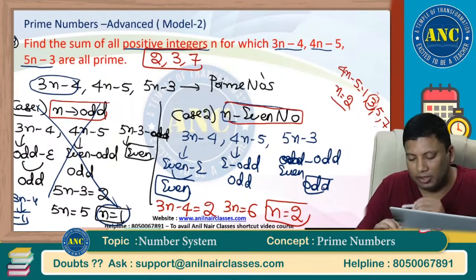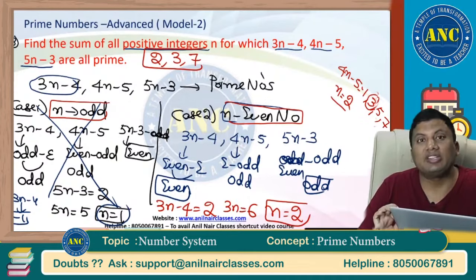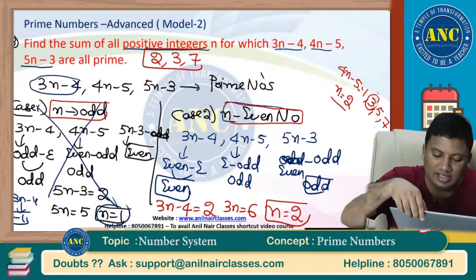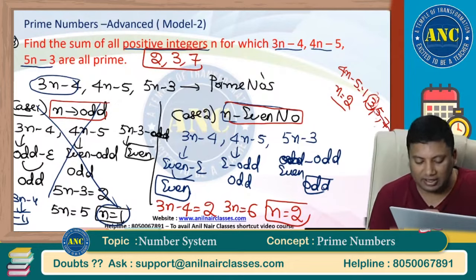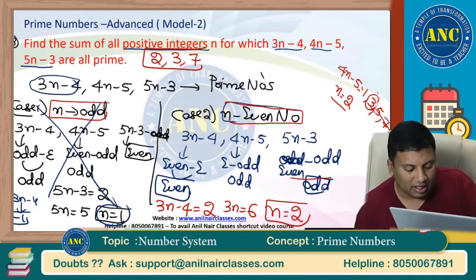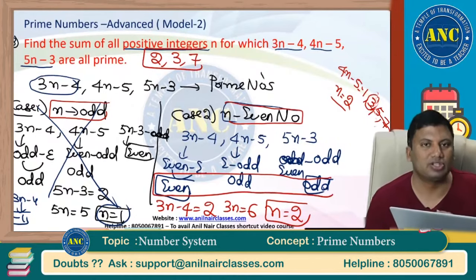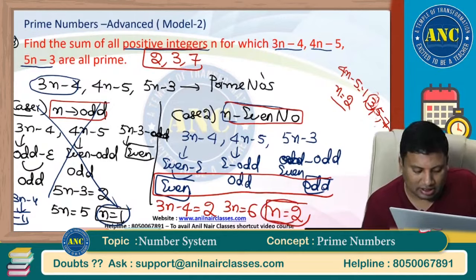Not possible. Now if you see 4n minus 5, it is 7. 4n equals 12. N is 3. If n is 3, I am telling that n is an even number. Like that, further cases are not possible. Even, odd, odd. The only even number that is possible is 2. So 3n minus 4, it is 2. N value is nothing but 2.